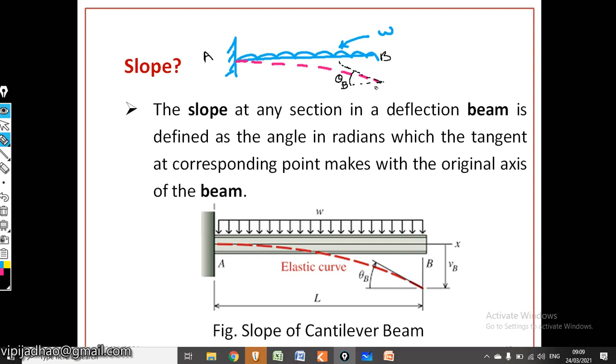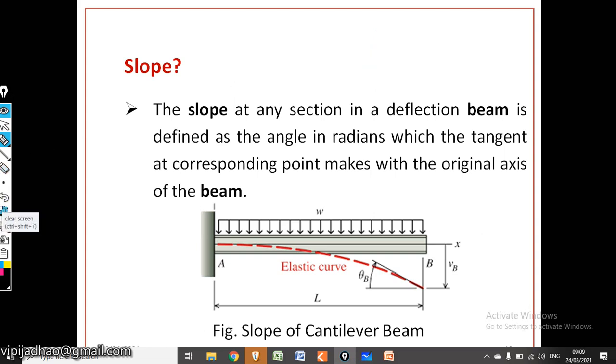Slope of your beam. So slope is the angle in radians which the tangent at the corresponding point makes with the original axis of your beam. So this is the original axis, and this is the particular angle made by the tangent of the deflected beam. Okay, so this is called a slope. I am taking only a revision of what you have studied yet.